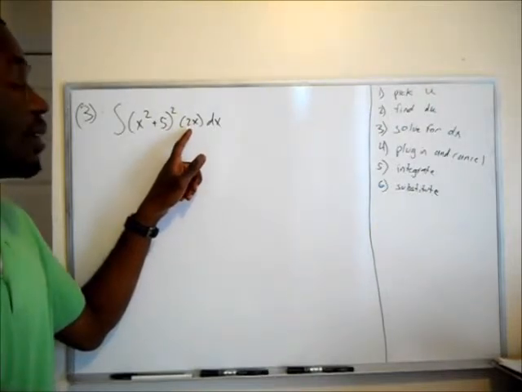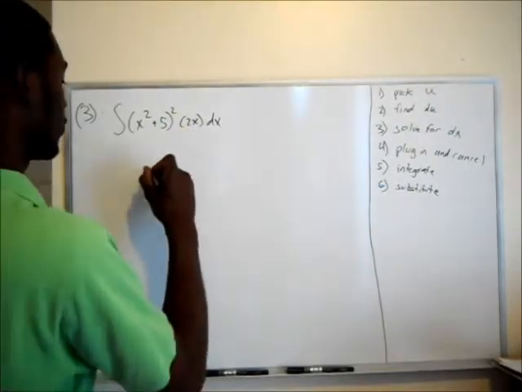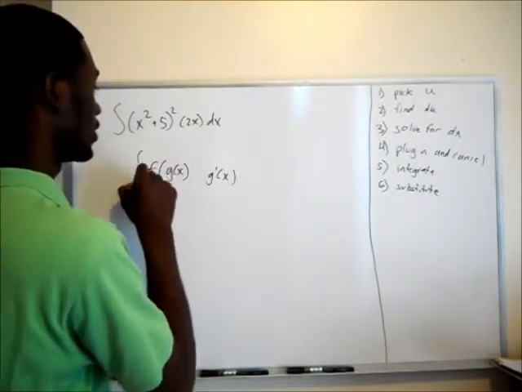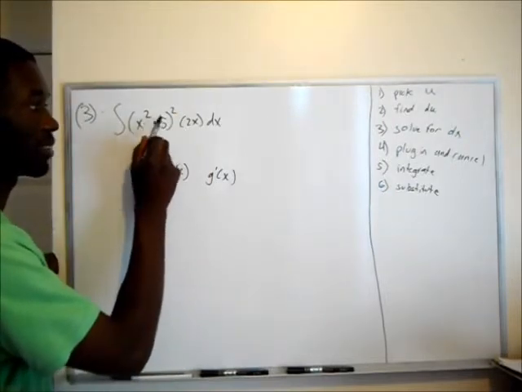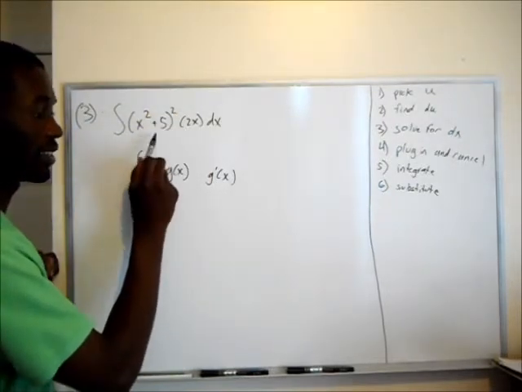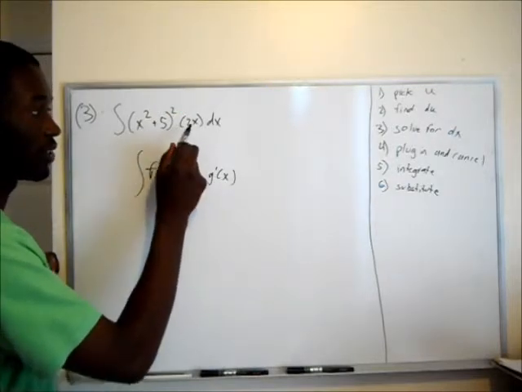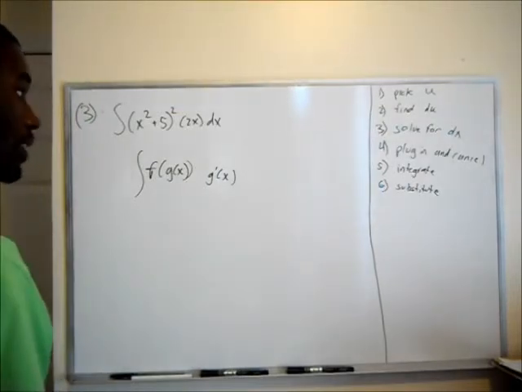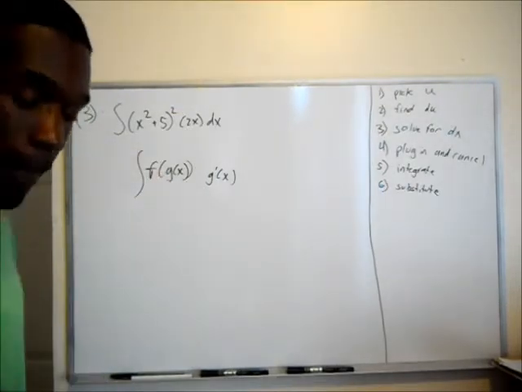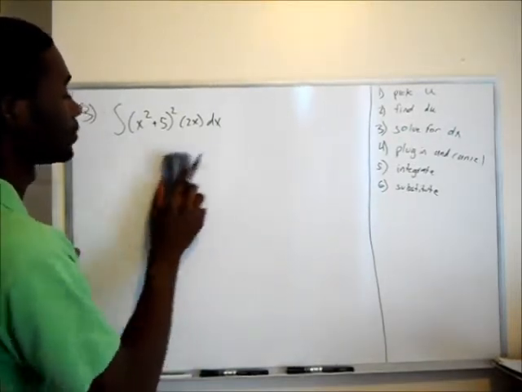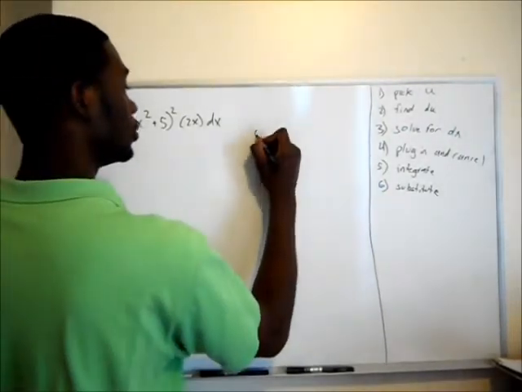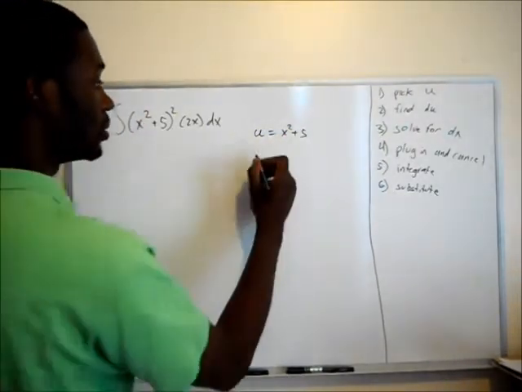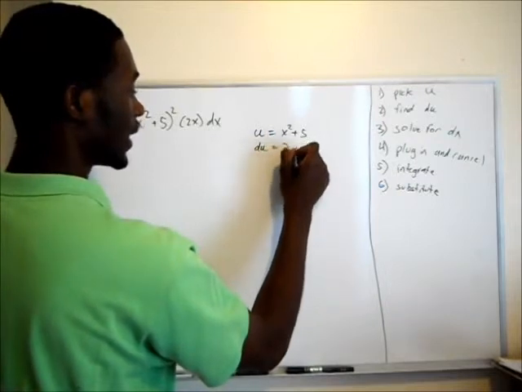So that's what I was talking about, where you have f of g of x and g prime of x inside the integral. This would be the f of g of x. The squared is the f part. g of x is the inside. And the derivative, 2x, is the derivative of this. That's what I was talking about when I first spoke about the theory. Alright, so our u is going to be x squared plus 5. So u equals x squared plus 5. Okay, so du is going to be equal to 2x dx.